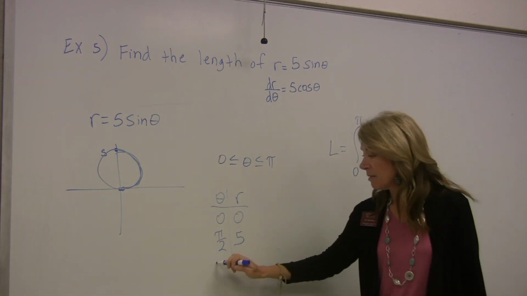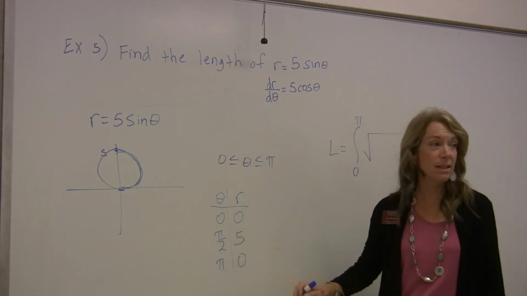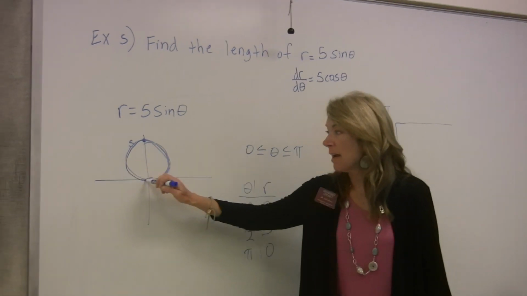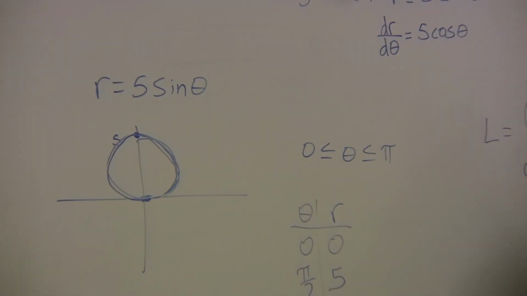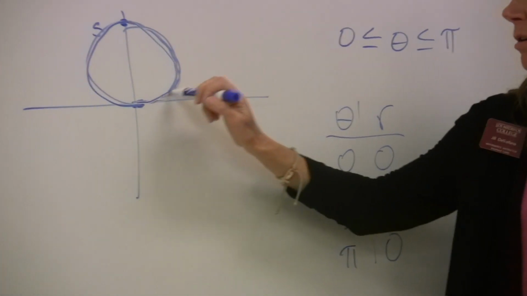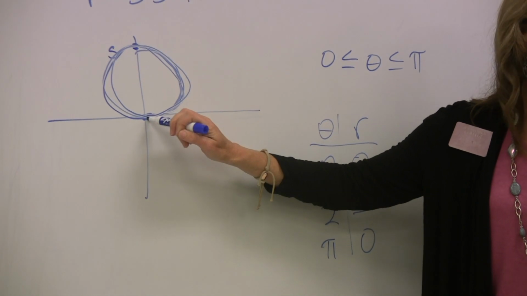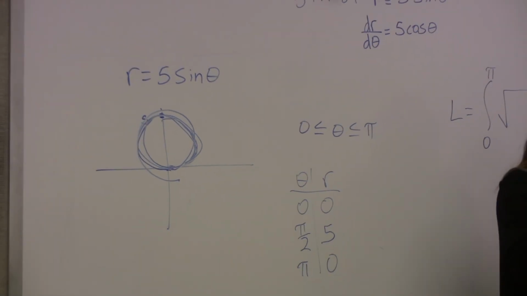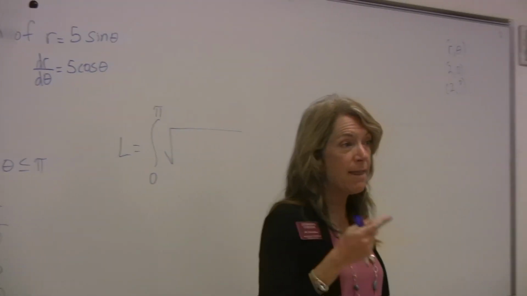By the time I get back to pi again, I'm already back at 0. So I just went 0 to pi over 2, back to pi, and I've drawn that whole circle only once. So if I kept going, like to 2 pi, I would go 0 to pi, draws the circle once, and then another one would draw it again. And so I only want to go around the circle one time. And that's what I was talking about.